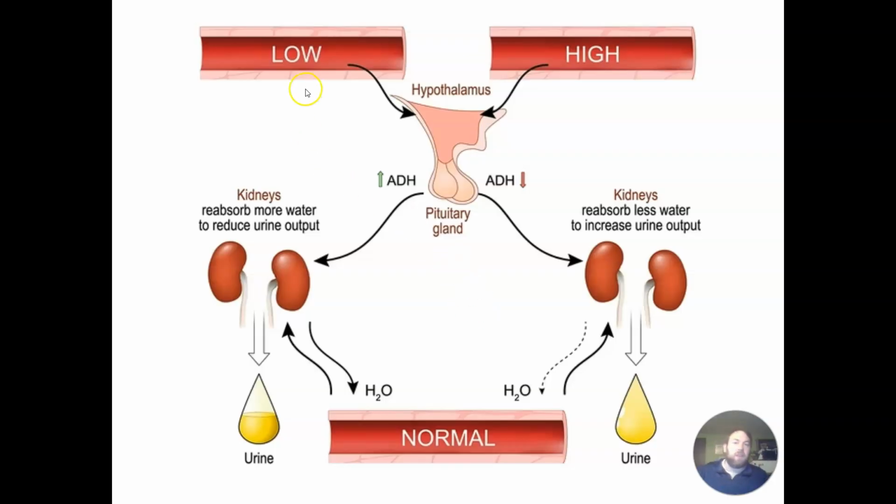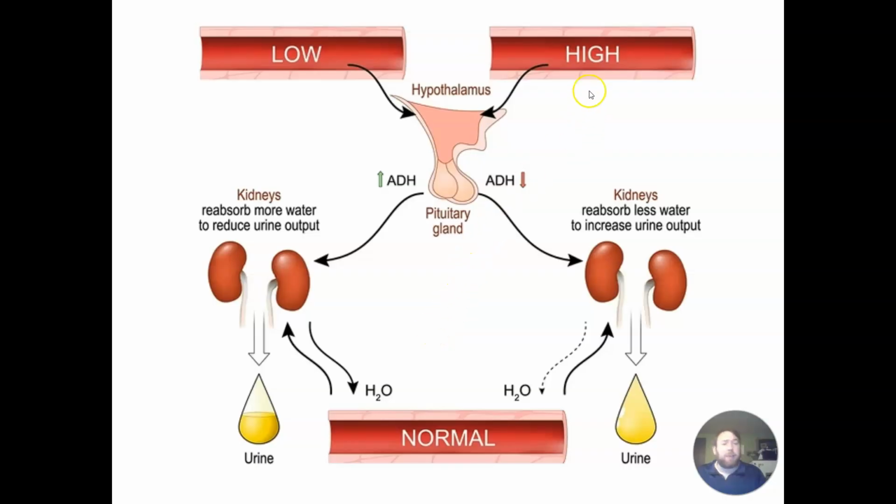Let's be more specific. If you have a low blood pressure, the hypothalamus is going to sense that and send a signal to the pituitary gland to release more antidiuretic hormone. Antidiuretic hormone means that we want to reduce the amount of urine that is created, meaning that we're going to absorb more water inside the kidneys to reduce the amount of volume that's getting into the urine itself, making that blood pressure return to normal because we're now retaining more water.